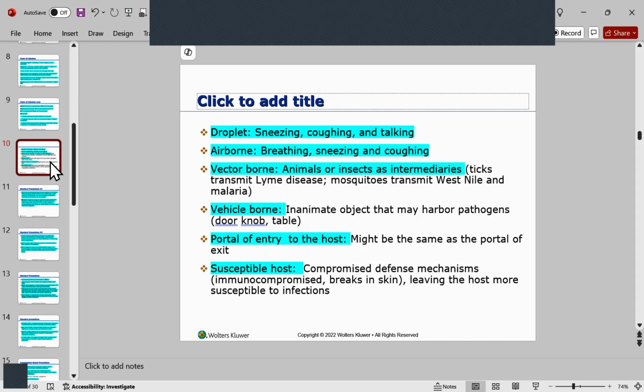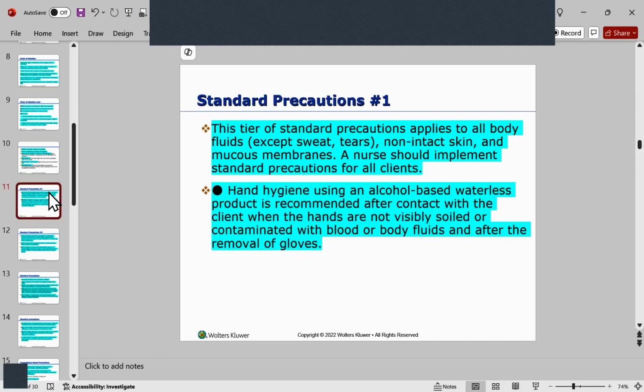But then I have to be a susceptible host. So I have to be somebody who is a little weakened so that I'm going to catch that disease. And a susceptible host could mean anything from someone having a compromised defense mechanism, like they're immunocompromised or they don't have good skin integrity. If that's the case, then that susceptible host is susceptible to all types of infections because the defense mechanisms are decreased. Okay. So let's talk about these different types of precautions.